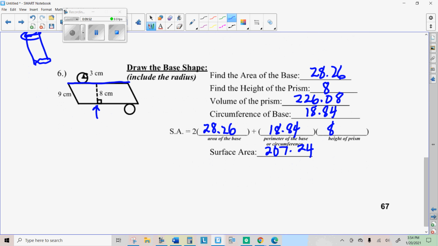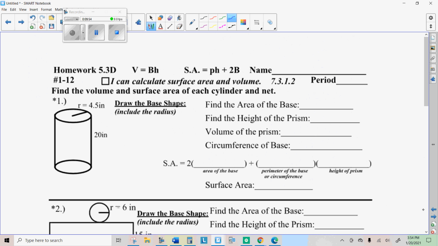All right, looks like you're ready to try some of these. Try to kind of start to learn this surface area formula, use it for prisms and cylinders.